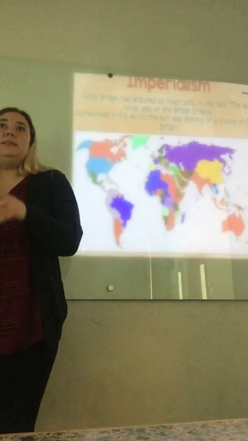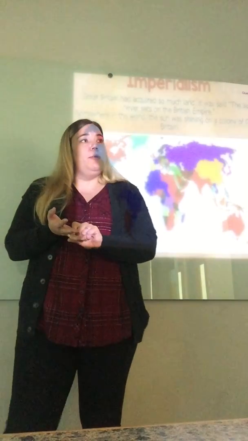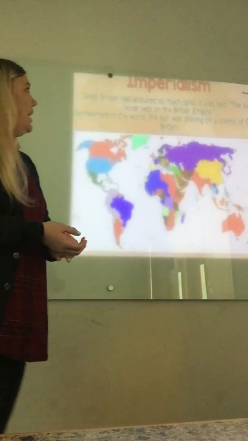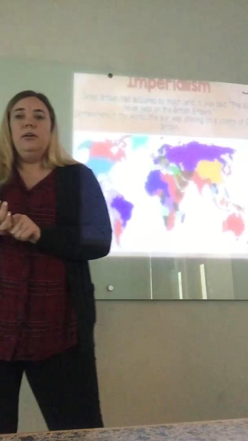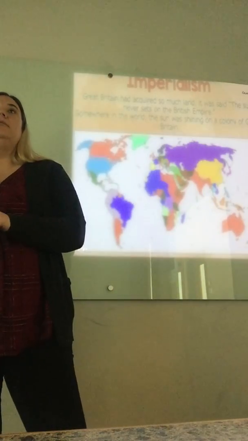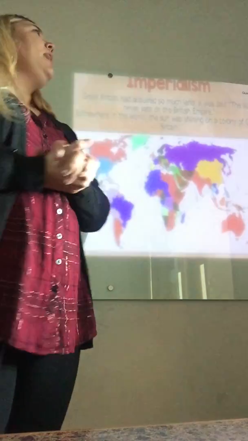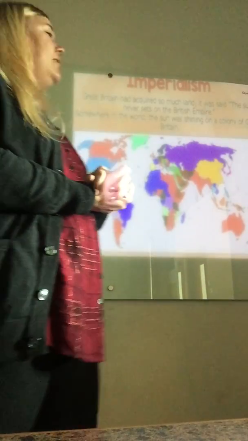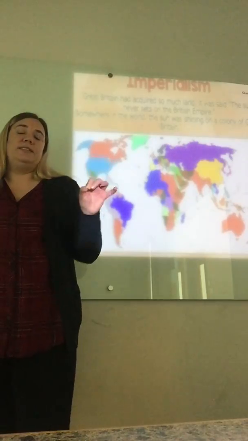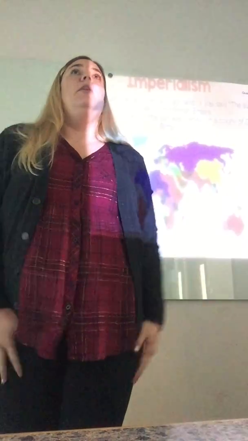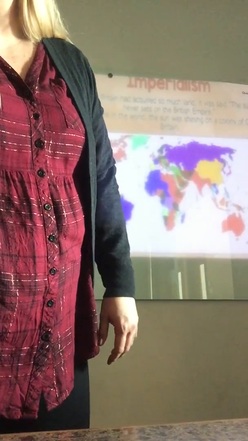So, during imperialism, Great Britain acquires so much land that the saying, the sun never sets on the British Empire, became popular, which means that at some point in the world, there was always a colony of Great Britain where the sun was shining. That's how huge their imperial control was.